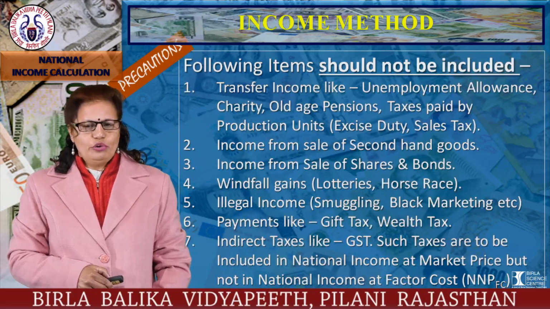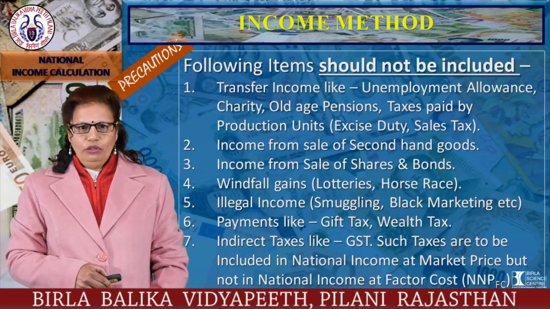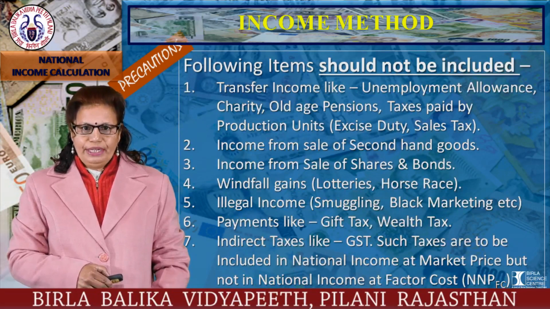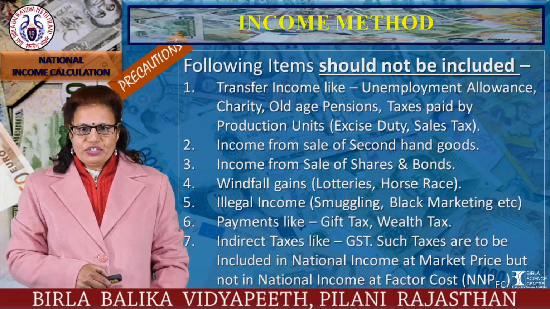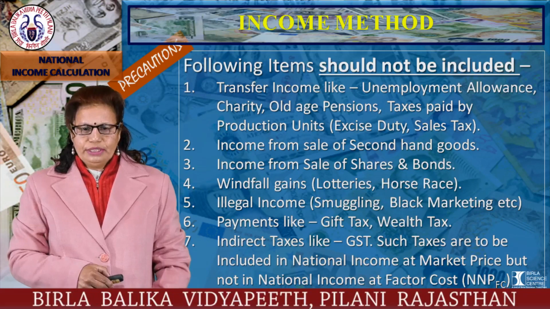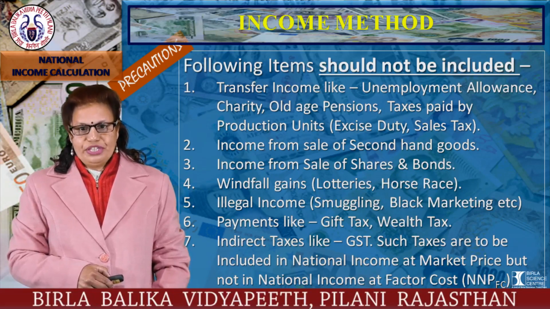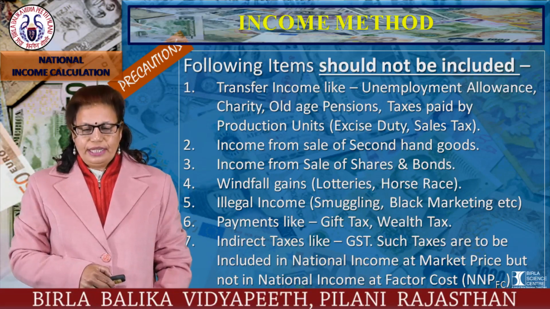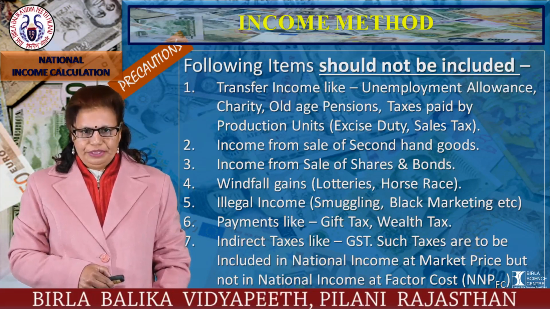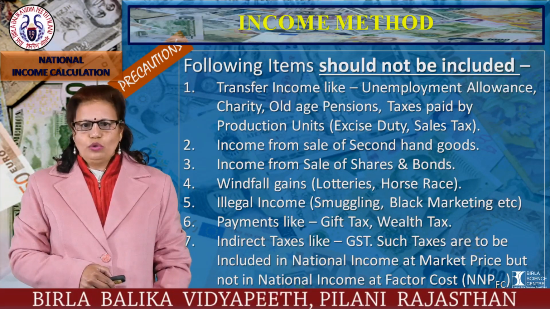Now the following items should not be included. First of all, transfer income like unemployment allowance, charity, old age pension, taxes paid by the production units, excise duty, sales tax. Number 2, income from sale of second-hand goods, income from sale of shares and bonds, windfall gains like lotteries, horse race, etc. are not included. Illegal incomes, smuggling, black marketing, etc. also not included. Payments like gift tax, wealth tax also not included.